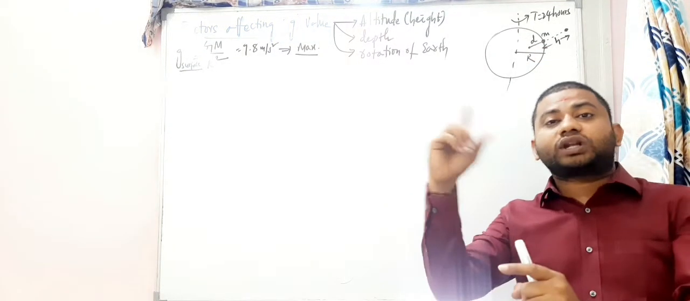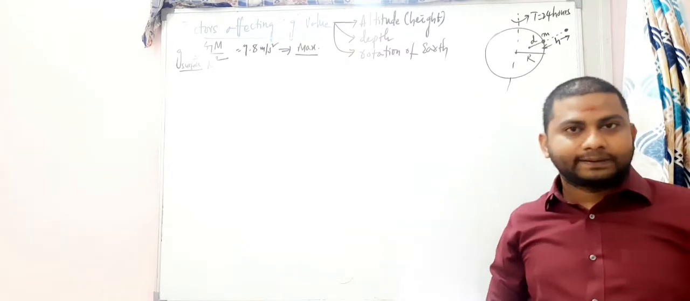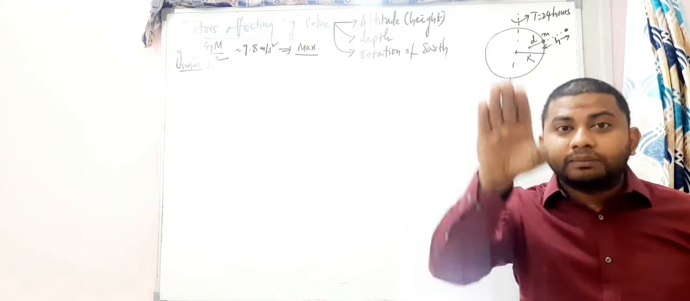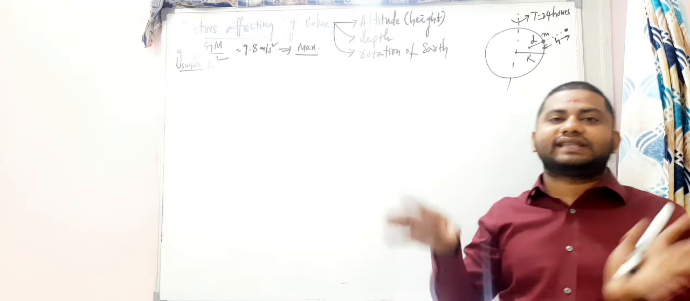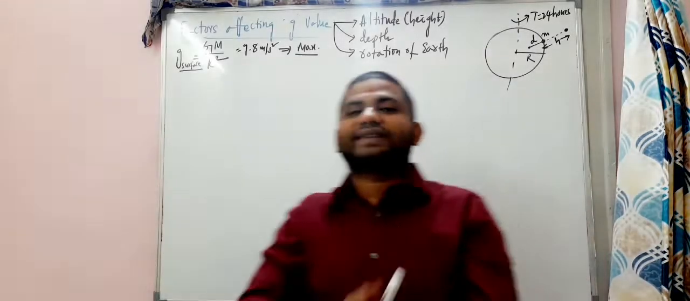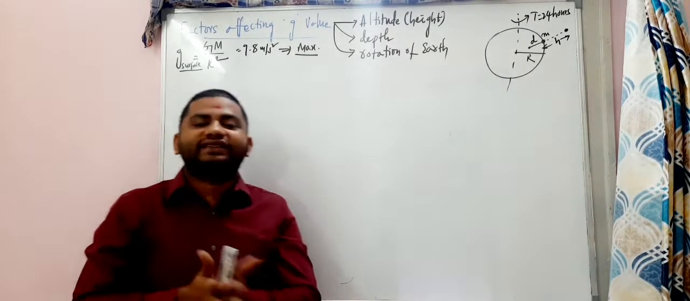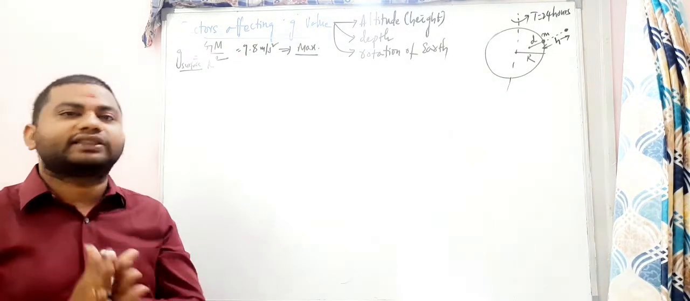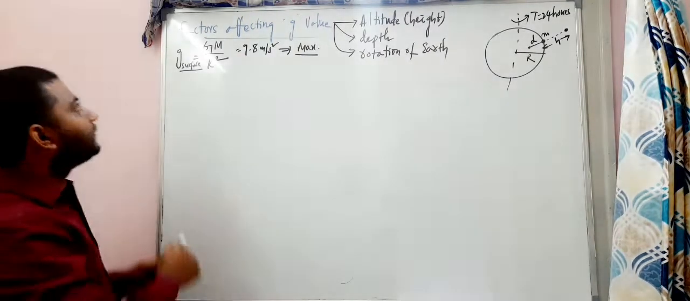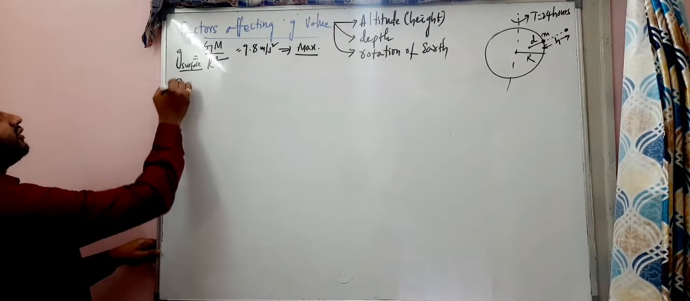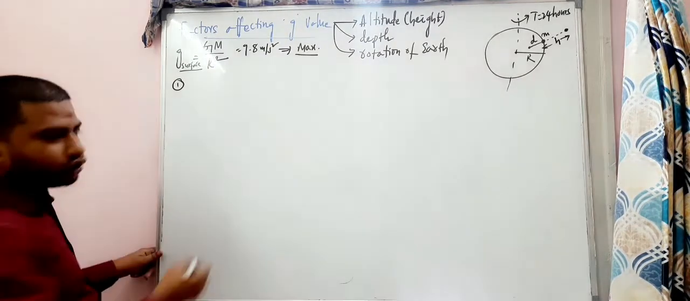If the earth's rotating speed increases, the g value decreases. In any case, the g value will reduce. There is no case where the g value will increase. Understand? So let's talk about the first factor affecting the acceleration due to gravity.